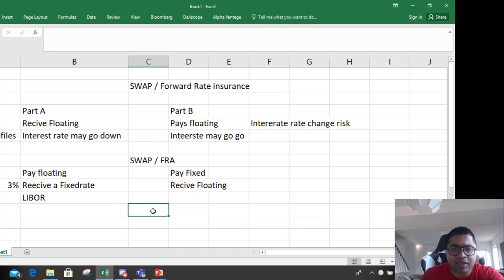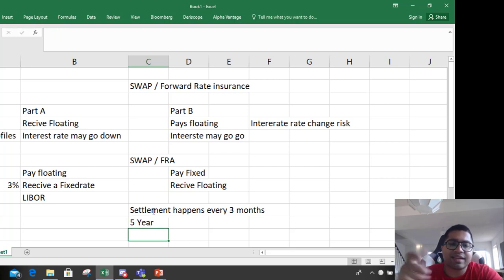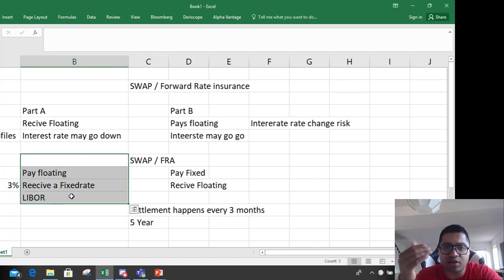So what they are saying is, generally the settlement happens every 3 months. That's the most common arrangement. So even if you're getting into a forward rate or a swap agreement for 5 years, every 3 months netting would be done. So if you're making money from this arrangement, you're paying floating but you're receiving fixed. So if floating is less than fixed, you'll make money. If you're making money, every 3 months you receive it. If you're not making money, if you're in a loss, you have to pay.